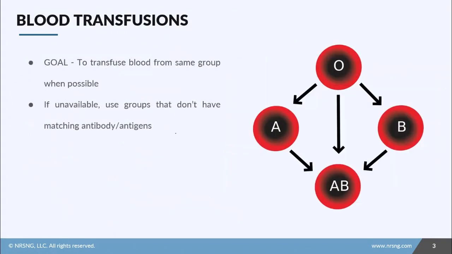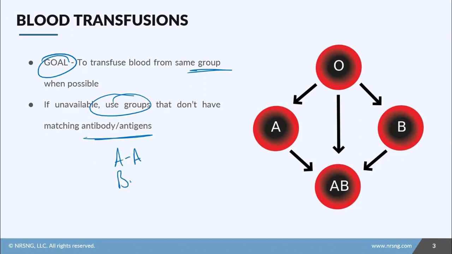When we talk about blood transfusions, we want to talk about a couple of things. First off is the goal. When we are aiming for a goal for blood transfusions, we want to transfuse blood from the same group to the same group when possible. And if that's unavailable, you want to use groups that don't have the same matching antigens and antibodies. So for instance, group A should get group A, group B should get group B, group AB should get AB, and group O should get O.